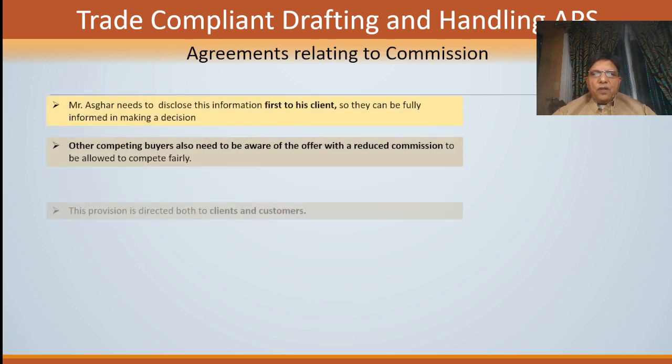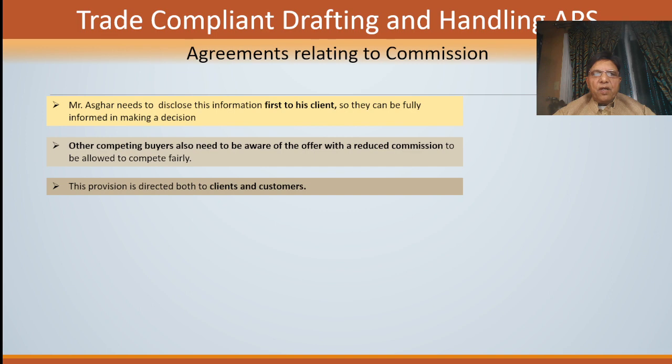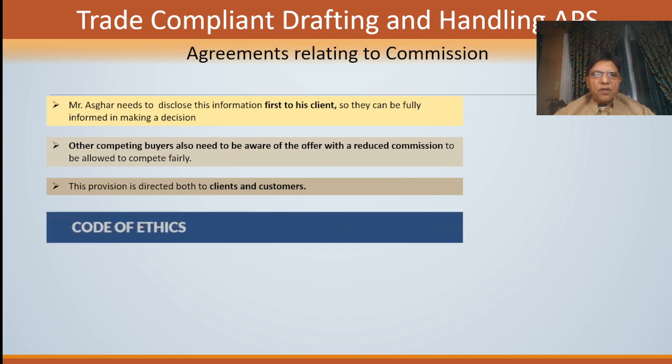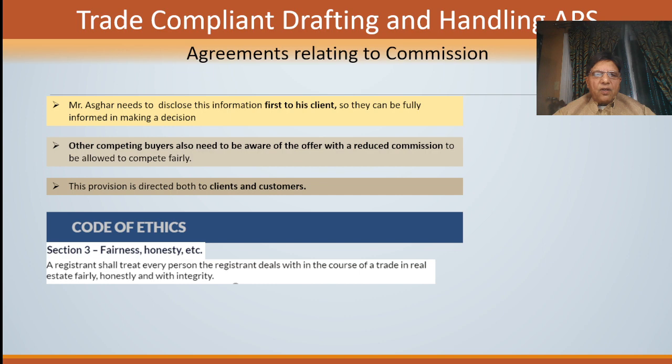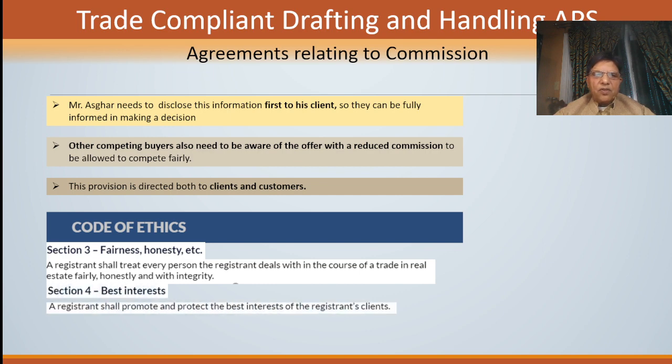You have to inform your client first, then all the other competing buyers also need to be made aware of the offer with a reduced commission, to be allowed to compete fairly. This provision is directed both to your client and to your customer. So Code of Ethics, Fairness and Honesty, Section 3, you need to look into that one. And Section 4, Best Interest, you have to protect the best interest of your client.